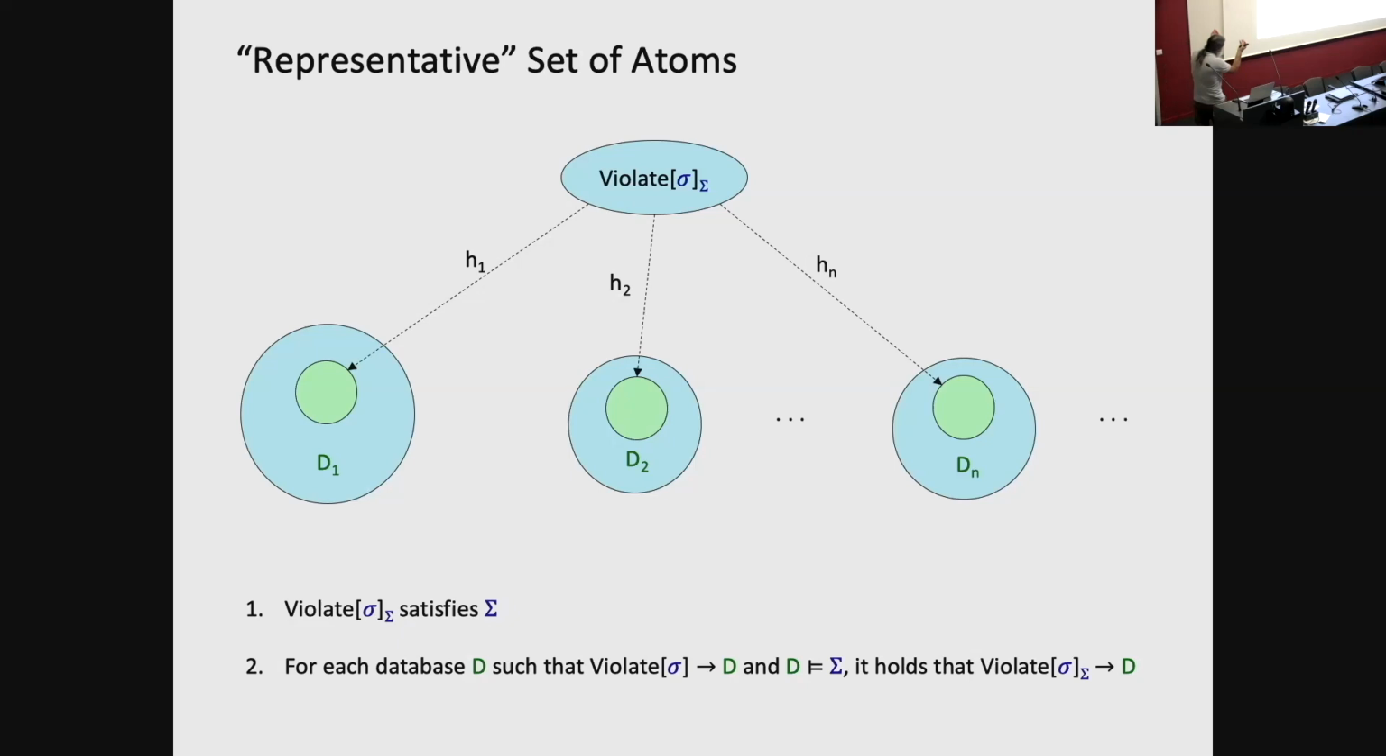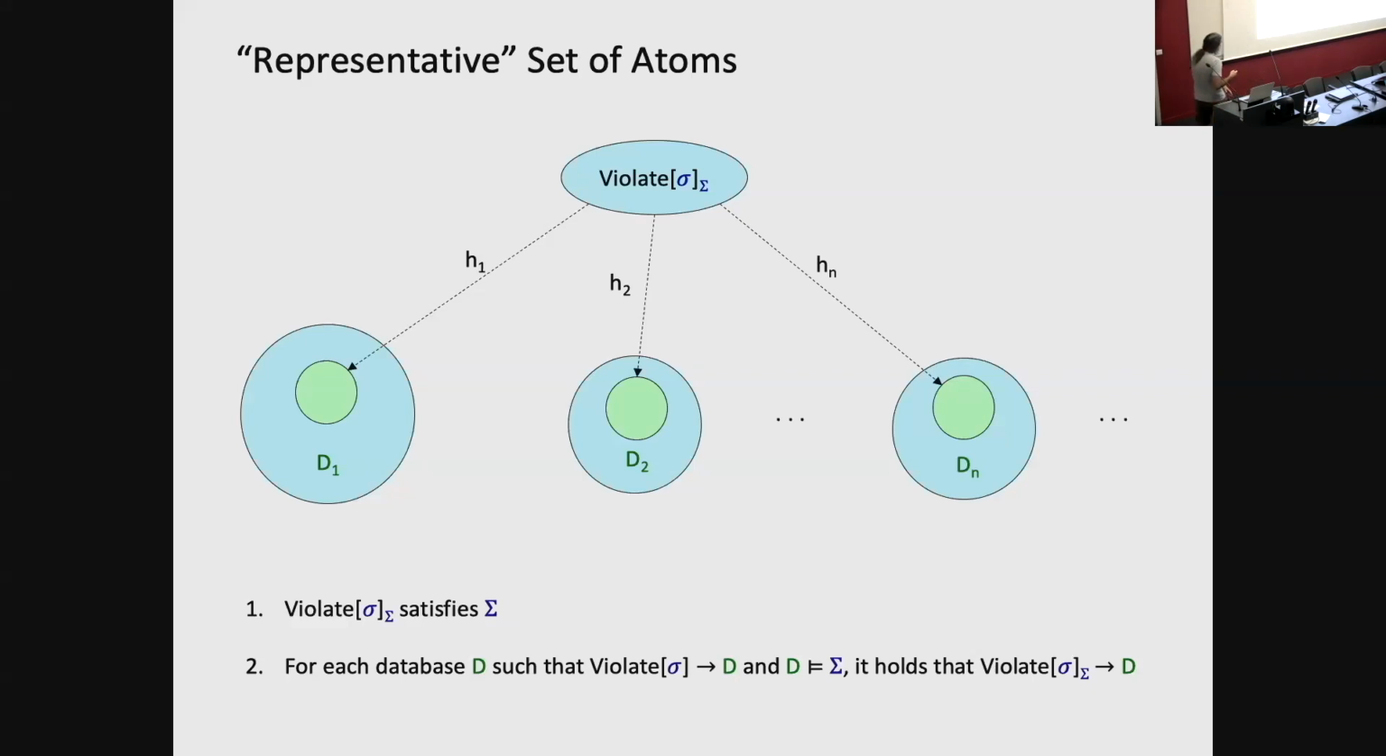And this is formalized. So this representative set of atoms means precisely that. I hope this is clear what I'm describing. So again, the goal of this violates sigma sub sigma is first of all to satisfy sigma, of course, and for every database D such that my prototypical set that violates sigma can be mapped to it, and D satisfies sigma, we can find a homomorphism that maps this set to D. Okay.